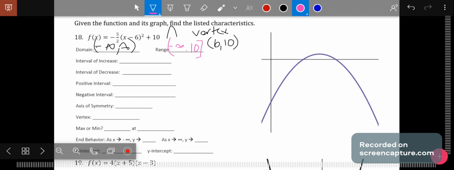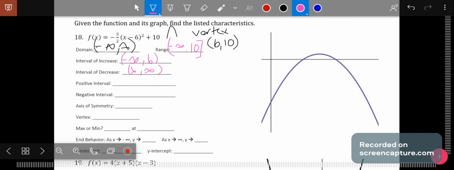For my interval of increase, where is this graph going to be going up? From negative infinity to 6. Remember, we're using x values only. Interval of decrease will be 6 to infinity. X values only. So for your positive intervals and your negative intervals, this is where you'll want to look at your graph.